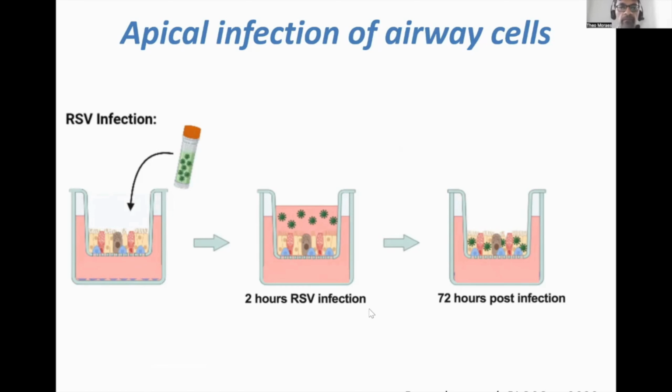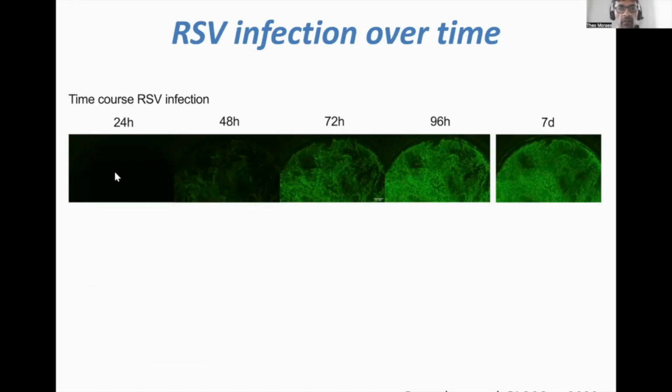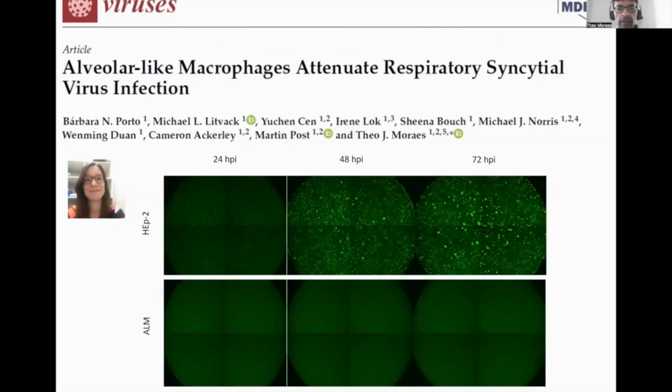And this is just a course showing when we use an RSV, so a virus that we study routinely, but this one has been genetically changed so that when it infects cells, it turns the cells green. And so you can see after 24 hours, 48 hours, 72, and so forth, you slowly get our cells turning greener and greener, showing that this results in a productive infection.